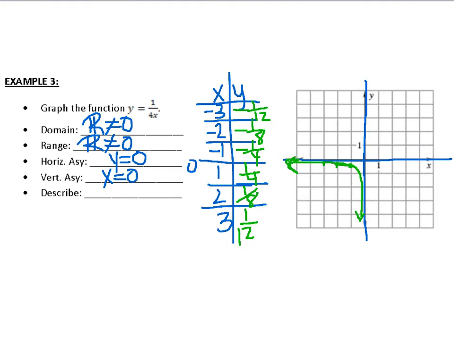I'm going to draw the other one, over 1 up 1/4. Now my parent function would have this at 1, 1. Since I went down to 1/4, I know I have a shrink of 1/4. And I don't have a reflection here. I just have that shrink of 1/4. So over 2, 1/8, and 3, 1/12. When they get so close, it's hard to draw them in there. I'm going to try and draw my branch really close to the axis. So there's my graph.